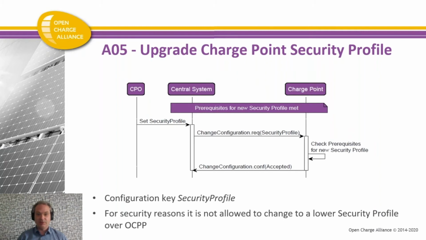One important thing to note here is that for security reasons, it's only allowed to go to a higher security profile. So it's not allowed to go to a lower one over OCPP. It's not only via this route, but also via data transfer or other configuration keys. It's only for increasing the security profile. If you want to lower it, you have to find another way, for example, by a new firmware or another way of doing this, but this other way also has to be protected for security reasons, of course.